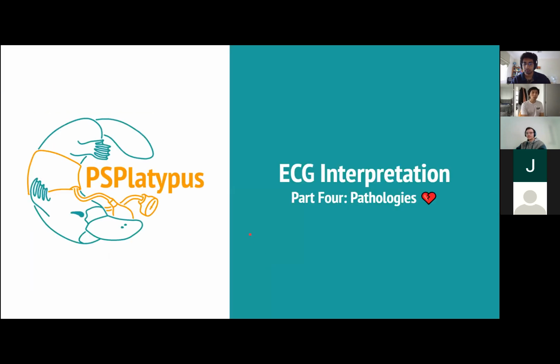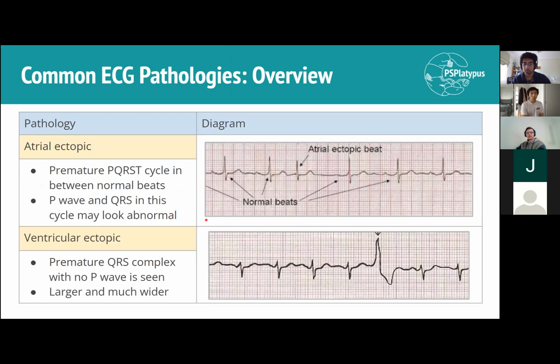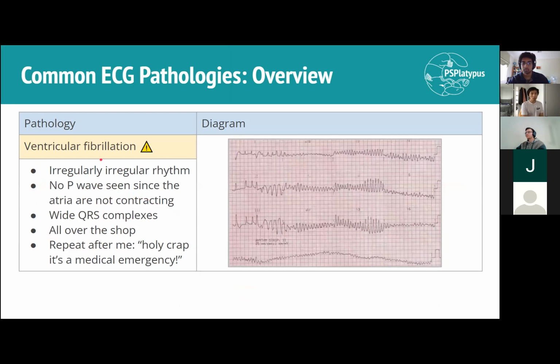I'm not going to go over this section just because of time. These are all in your notes. I just put it in a sort of nice table for you to have a look at, so you can think about what does AFib look like, what does atrial flutter look like, what is atrial ectopic, ventricular ectopic, and ventricular fibrillation. Perhaps the most important one. If you see this, you know something's up. You definitely need to get it checked out.